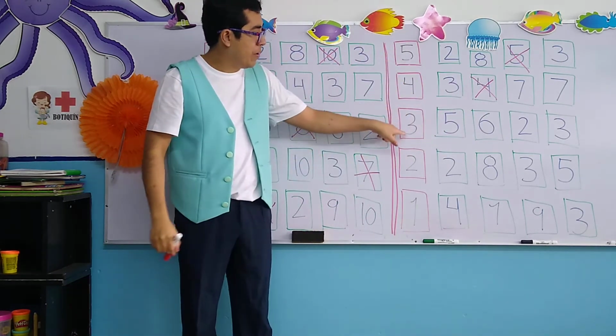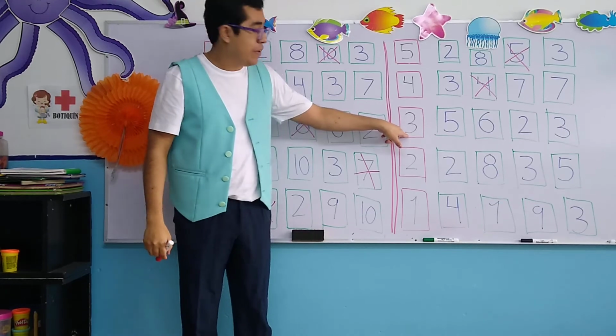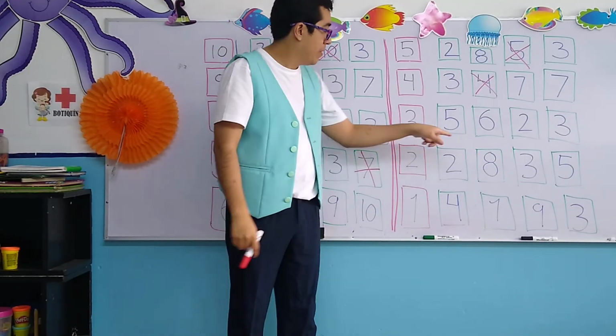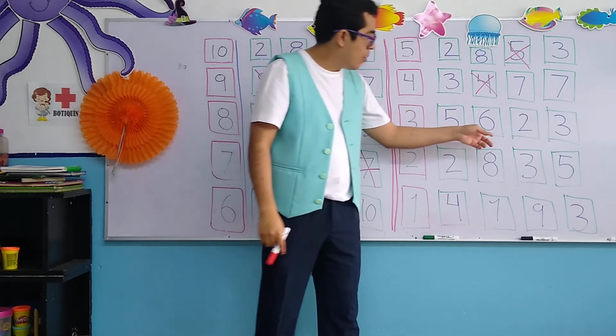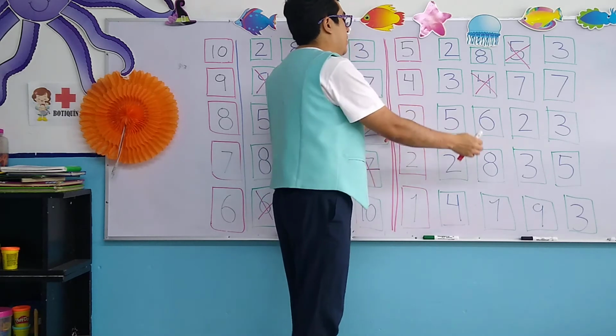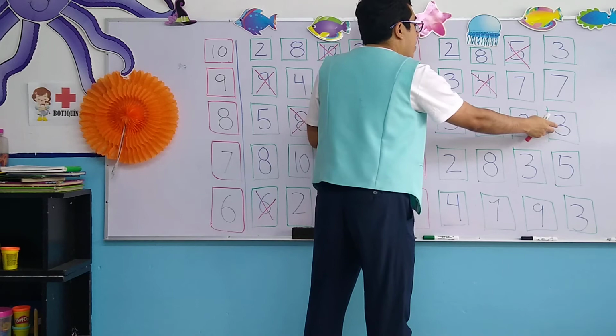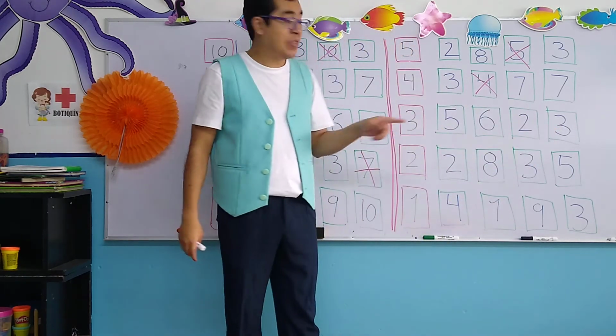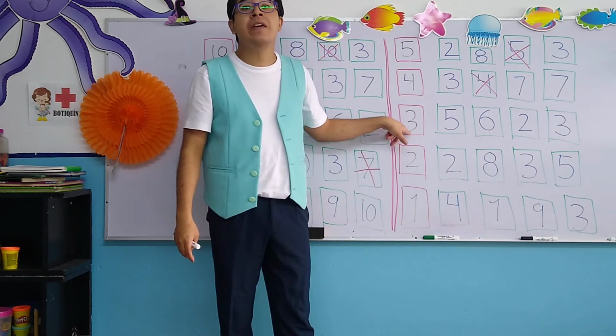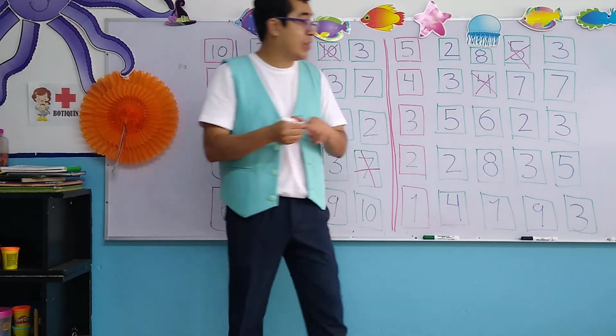Okay, now under, we have a 3. Now let's find the pair. Number 5, no. Number 6, no. Number 2, it's right here. Number 3. Is it the same number that appears here? Yes, it is. So let's mark it.